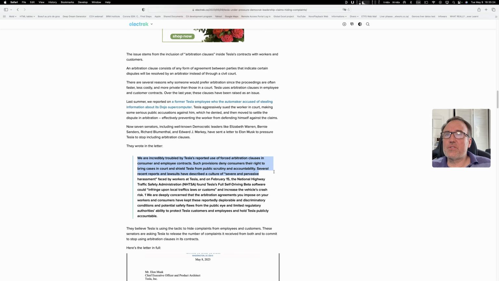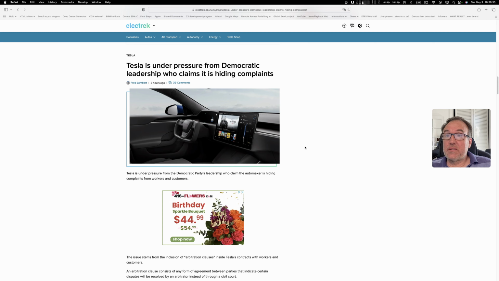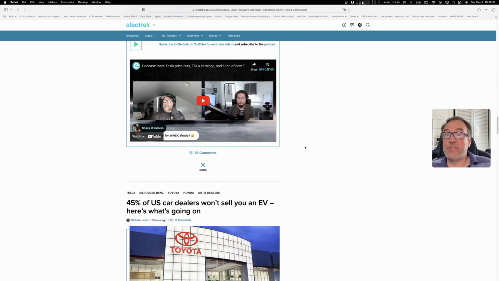Several recent reports and lawsuits have described the culture of severe and pervasive harassment faced by workers at Tesla, and on February 15th, NHTSA found Tesla's full self-driving beta software could infringe upon local traffic laws or customs. "We are deeply concerned that the arbitration agreements you impose on your workers and consumers have kept these reportedly deplorable" - there's this term again - "and discriminatory conditions and potential safety flaws from the public," blah, blah, blah. I don't know what to think about this. Tell me in the comment section what you are thinking.